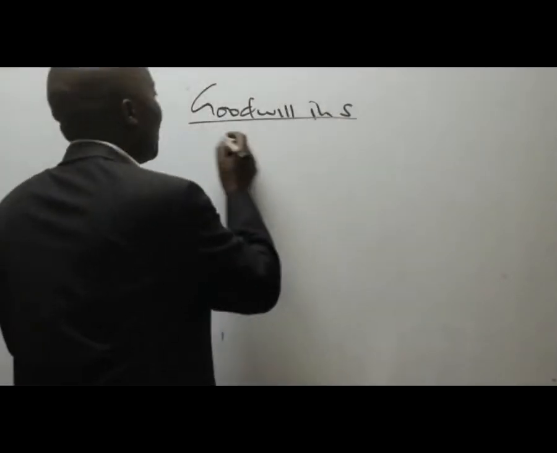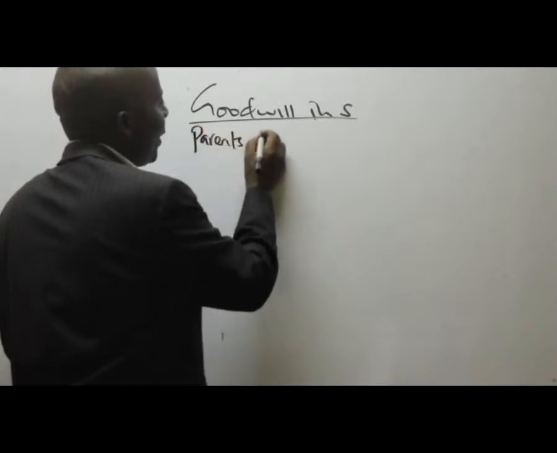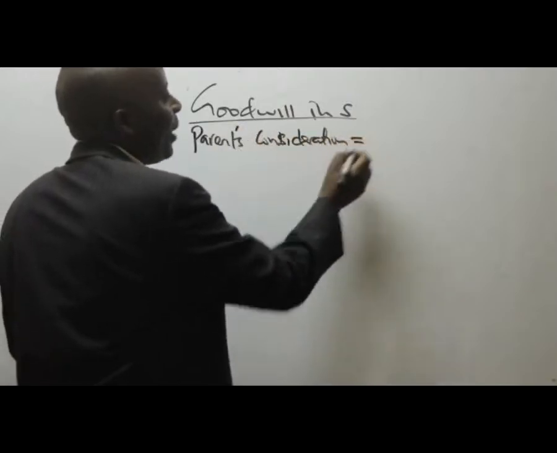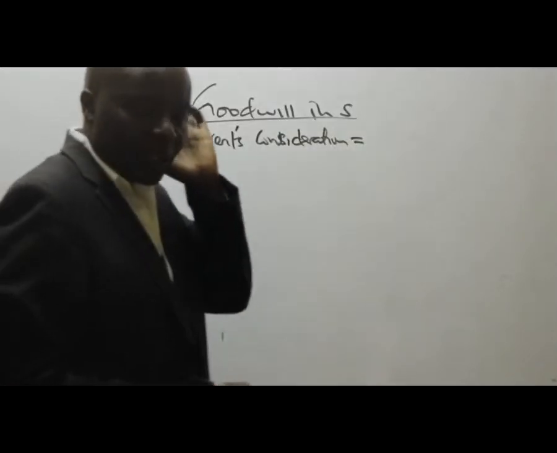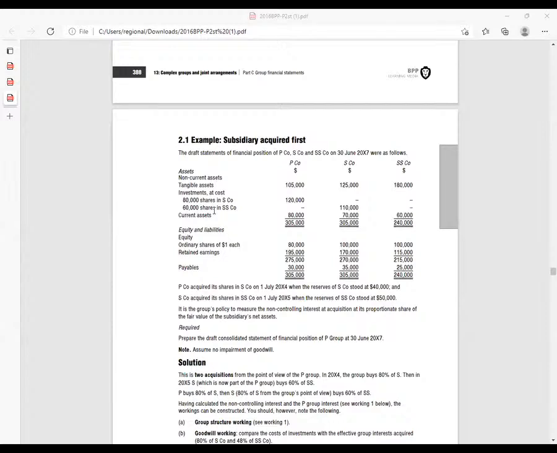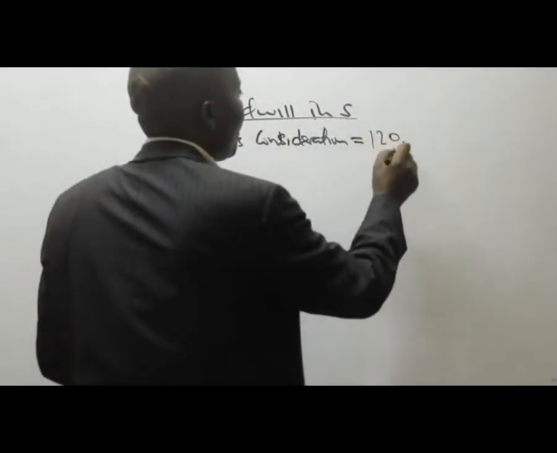Any answer, no answer. So goodwill of S company, subsidiary. We start with the parent's consideration. What do we have here for the parent's consideration? We are told the investment it made at cost. To buy this S company, the parent bought this at 120,000. Thank you very much.